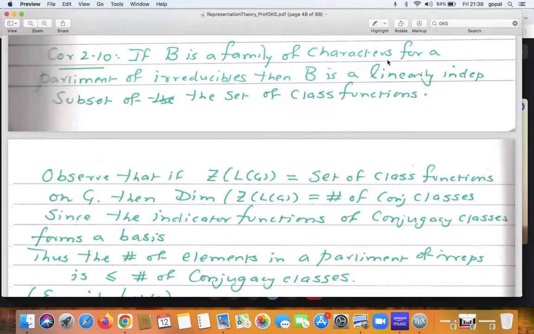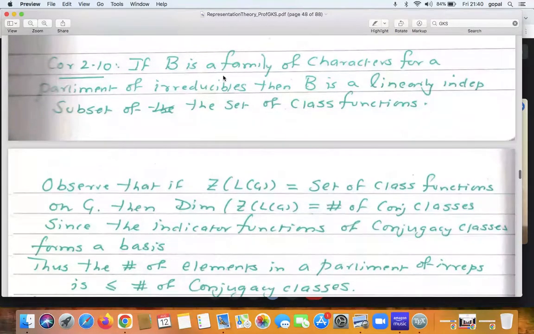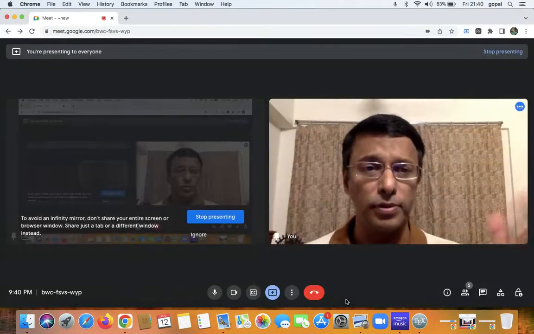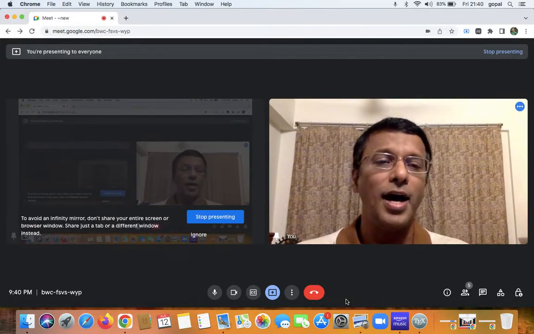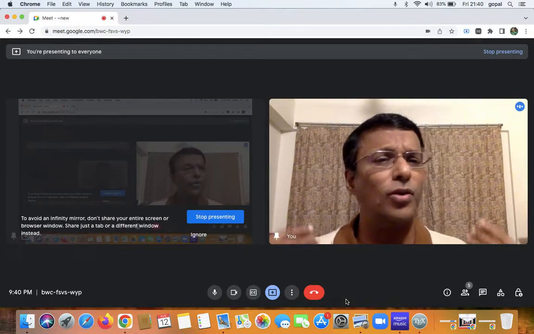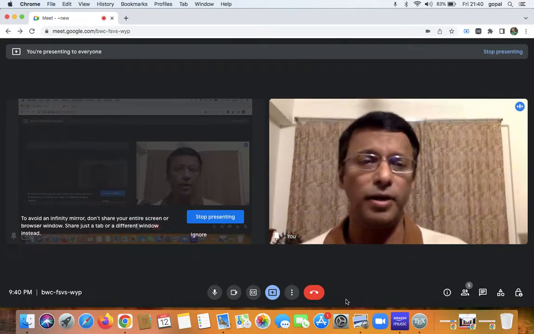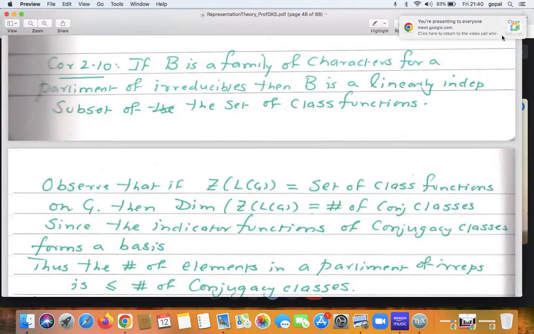Let us draw some corollaries. If B is a family of characters for a parliament of irreducibles, then B is linearly independent. If you take a parliament of irreducibles and take their characters, you get an orthonormal system, and an orthonormal system is automatically linearly independent. So there's nothing new, nothing unexpected. But the fact is that this linearly independent family is a subset of the class functions, and the set of all class functions is going to be denoted by Z(L(G)).